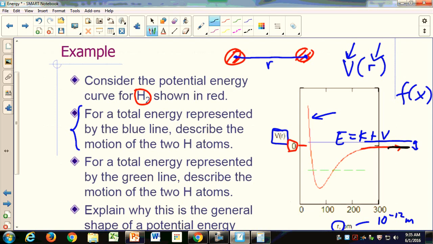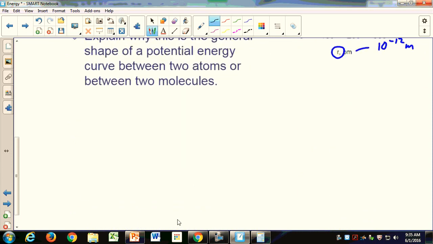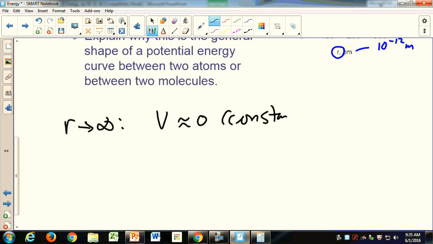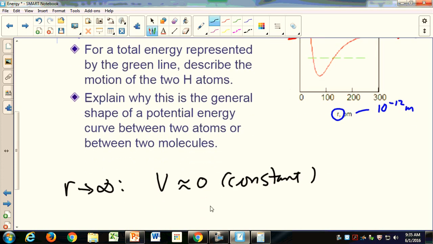So you can say that when they're very far apart, let's make a list of things. When r is very large, your potential energy is essentially zero. It's constant. So I want to have these two wiggly lines, approximately equal. So potential energy is approximately constant. And if potential energy is constant and total energy is also constant, what happens to your speed then? Kinetic energy is also constant.